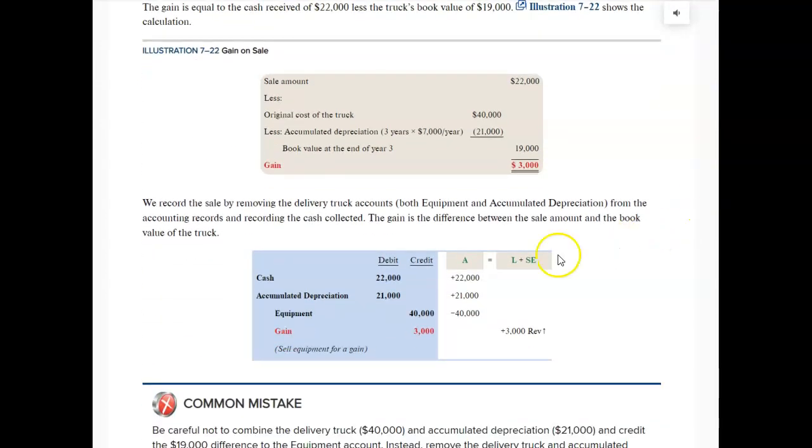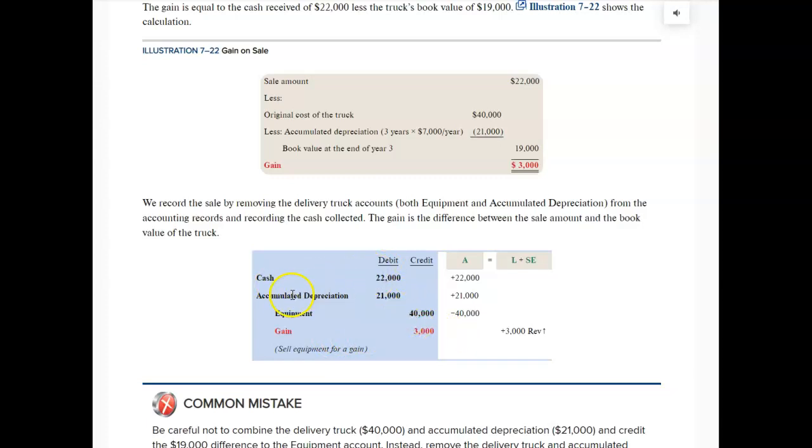Here's the entry. We have cash coming in the door, debit cash $22,000. Then we take off the equipment account and the accumulated depreciation that relates to it. So we credit equipment $40,000, and reduce accumulated depreciation, $21,000. Remember, accumulated depreciation has a credit balance, so to reduce that account, we debit it $21,000. Then we have a gain of $3,000. Okay, it balances the entry.